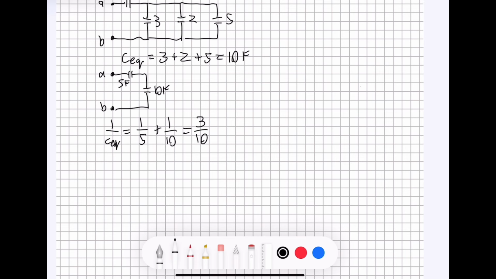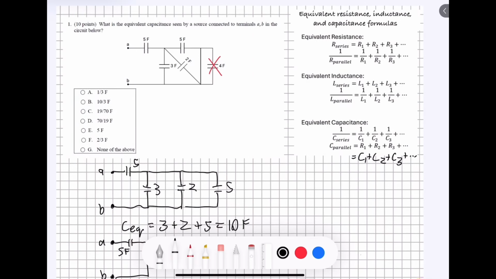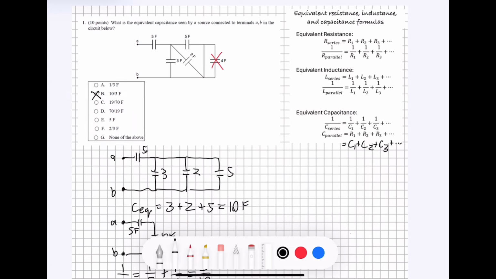So if we flip this so that the equivalent capacitance is on the top, we're going to have 10 over 3 farads is our final equivalent capacitance for this problem. Headed back up to the top, we can see this matches answer B. So answer B is going to be the correct answer for this problem.